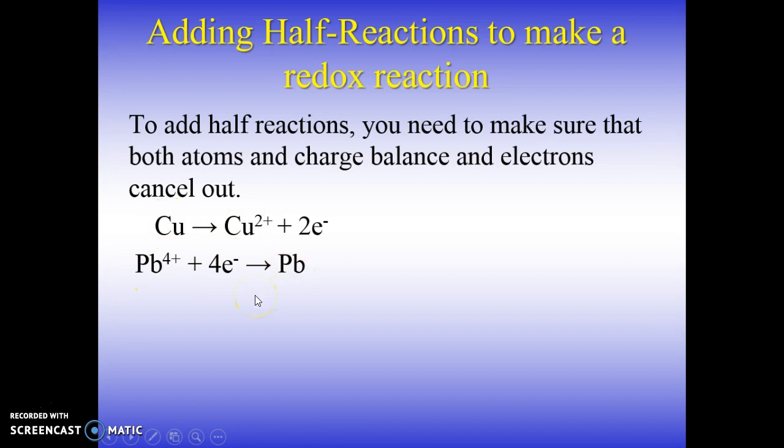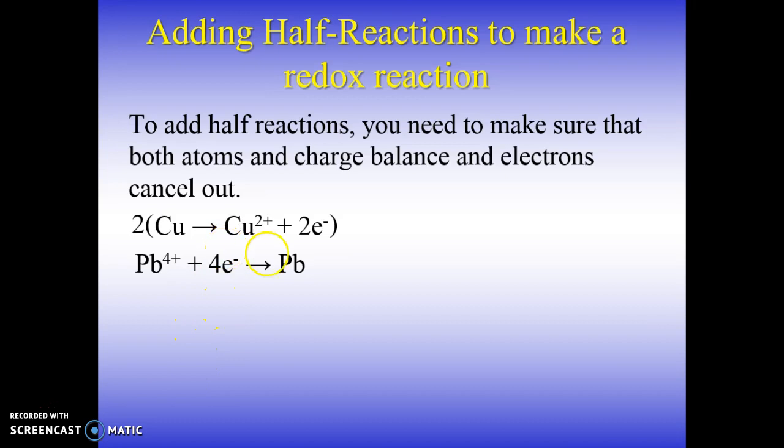And now I want to make sure that the charge is going to balance. So the electrons have to cancel. So I can't have this guy losing 2 and this guy gaining 4. Where do those other 2 electrons come from? So I'm going to have to multiply this whole reaction by a factor of 2 in order to get it to the point where my electrons will cancel.